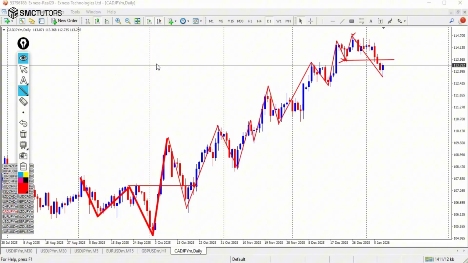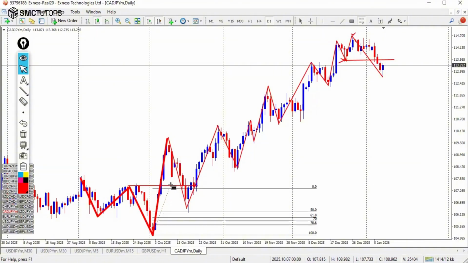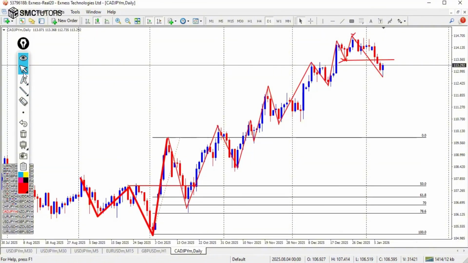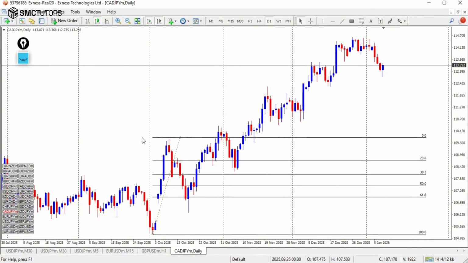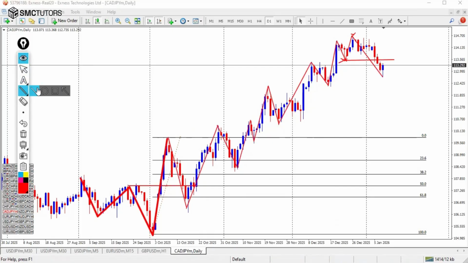So using the Fibonacci on this, you see at default, since it's a bullish market, we mark from low to high. At default, we'll have the different percentages like we mentioned. We have the 23.6, we have the 38.2, 50%, 61.8.